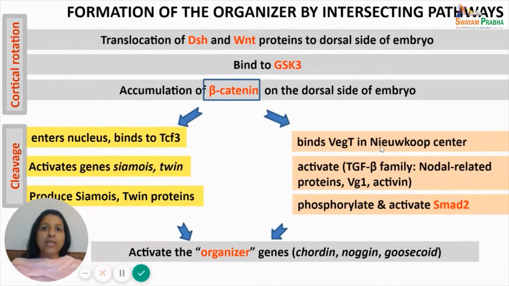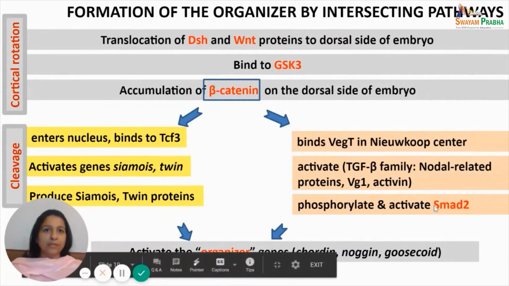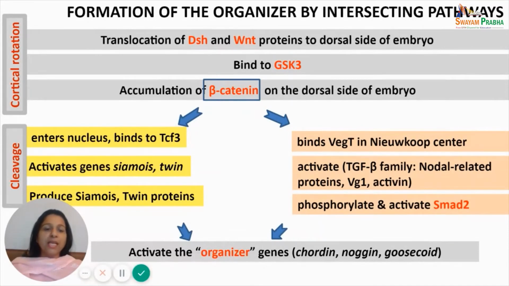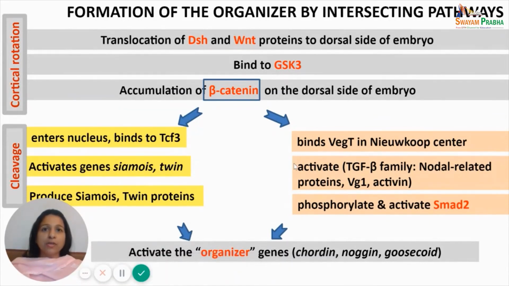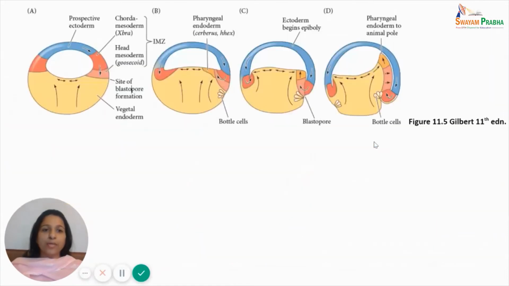The second pathway is the vegetal pathway that activates the expression of nodal-related paracrine factors, which in turn activates the SMAD2 transcription factor in the mesodermal cells above them. The high levels of SMAD2 and the Siamois and Twin transcription factors work together in the dorsal mesodermal cells and activate the genes that give these cells their organizer properties.